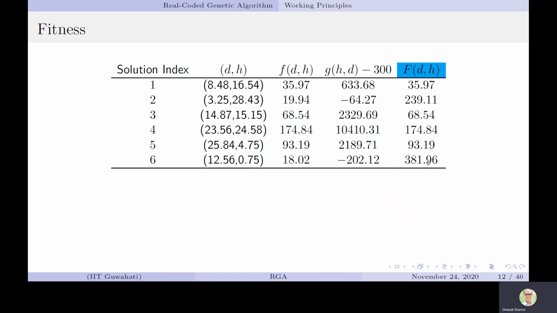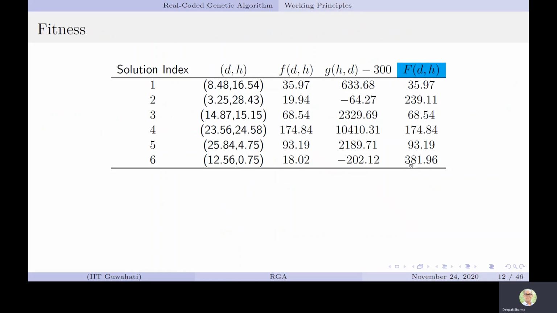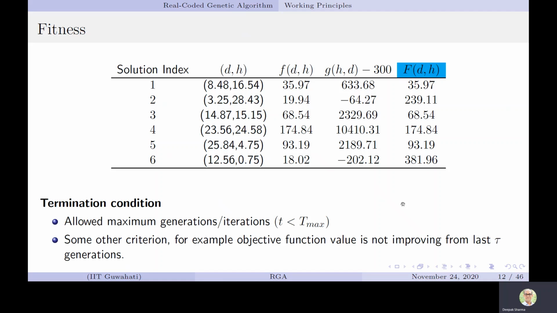Coming to solution number 6, I'm going back here. Fmax is given to us. This plus 202.14 should be the fitness value of solution 6, and that's why it is 381.96. Now once we have calculated the fitness, we have to check the termination condition. Since it is the first generation, we will move ahead.